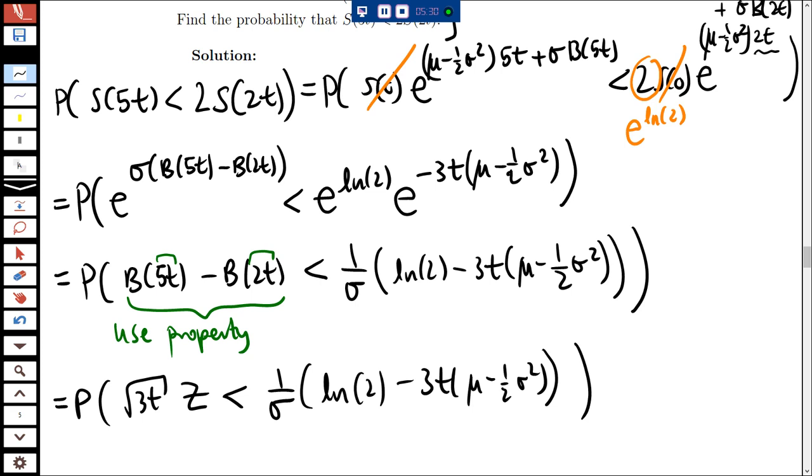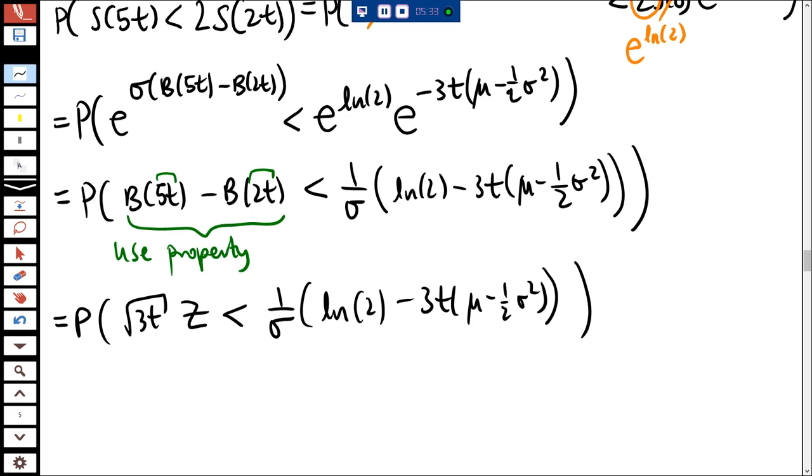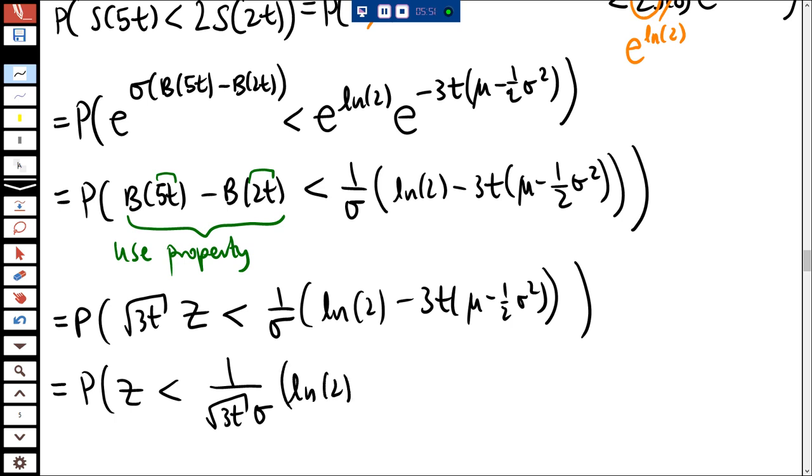Should get that condition. And now we can use our knowledge of Z. So if I just divide through, we have this condition.